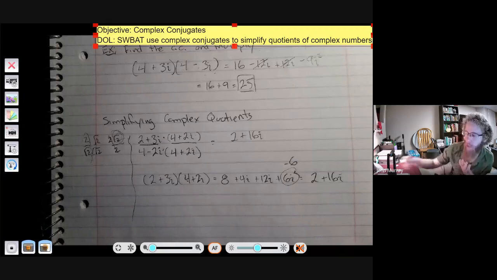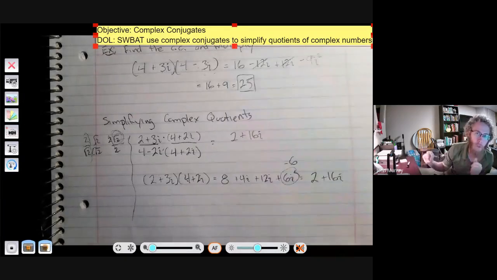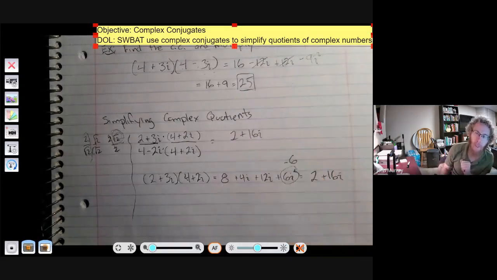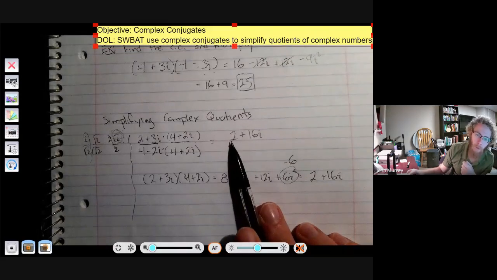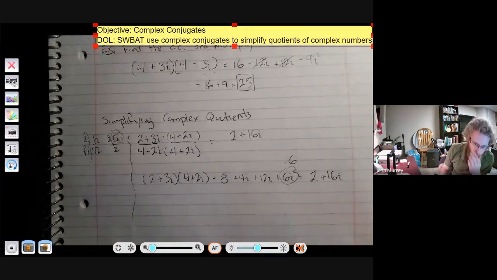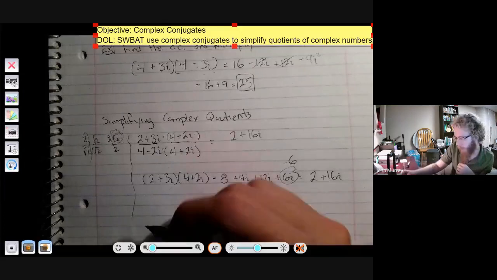Okay, and that you're just going to do like we did for the warm-up. You're just foiling, and you're going to come up with another complex number. It may so happen where you get either just an imaginary part or just a real part. But for the most part, you'll come up with a complex number.